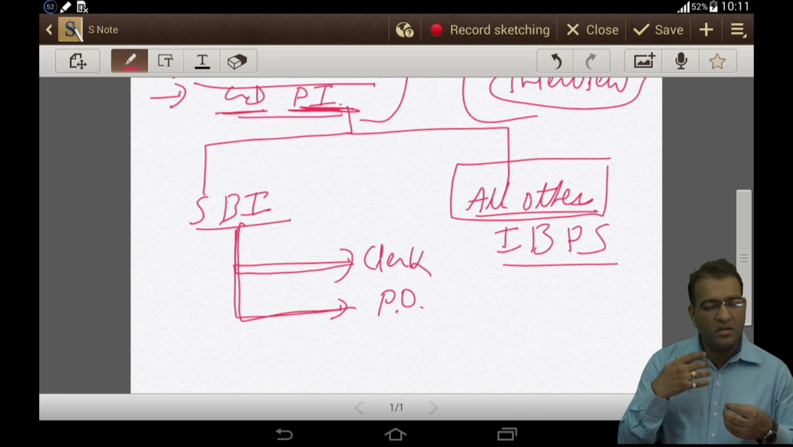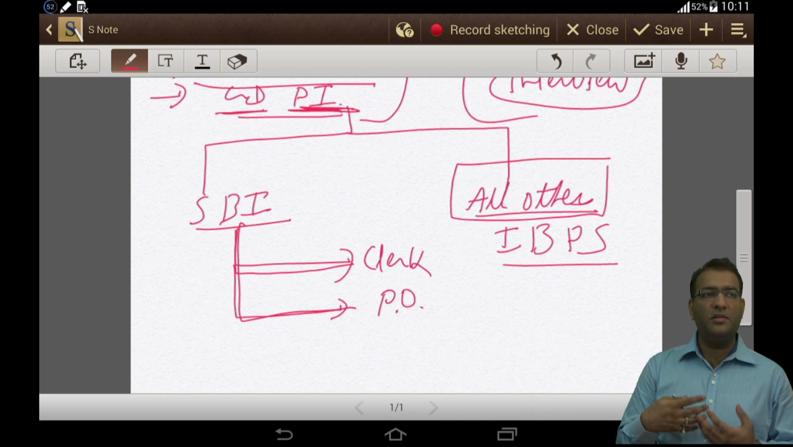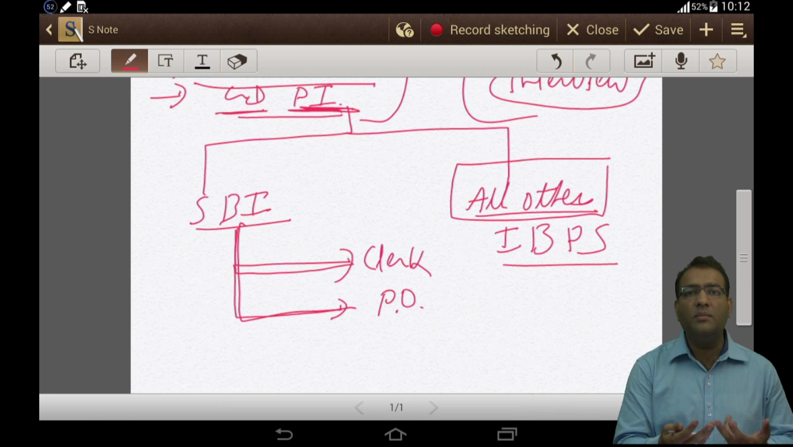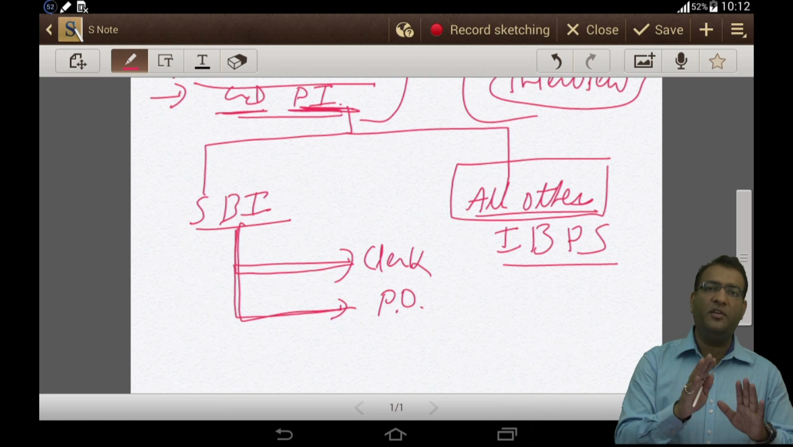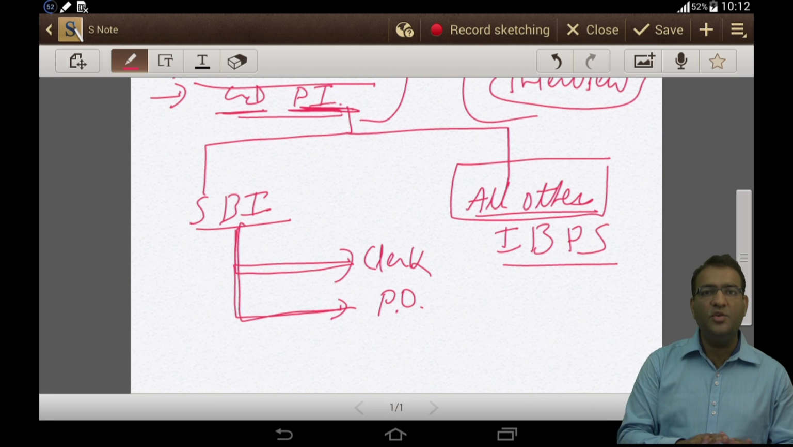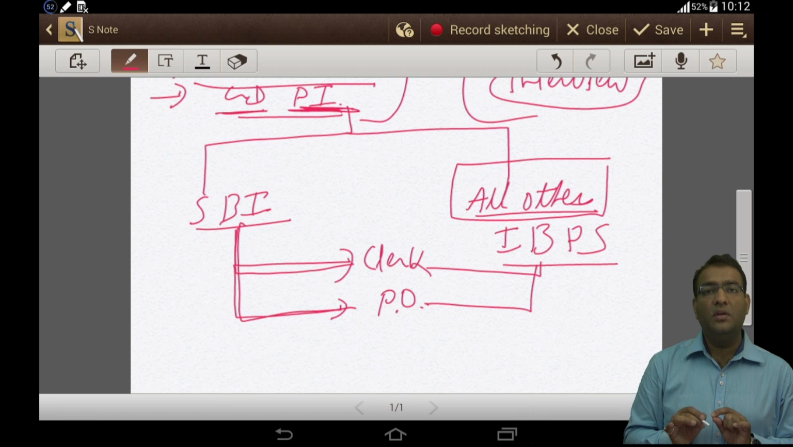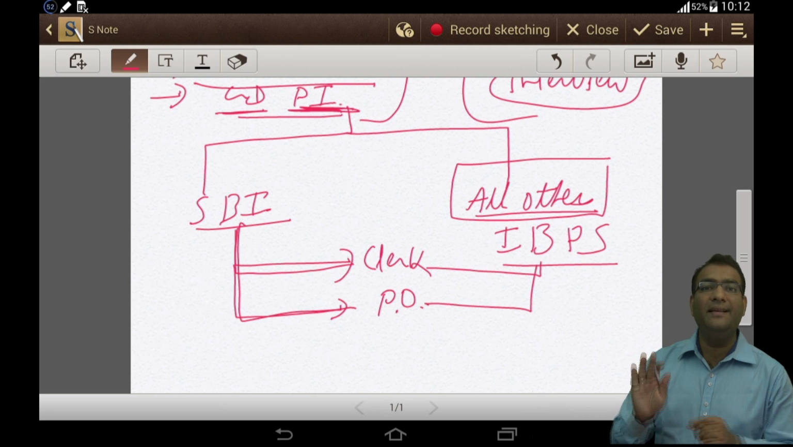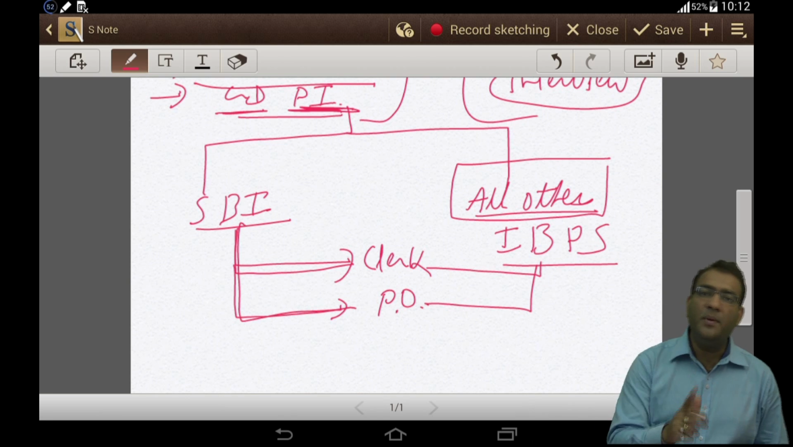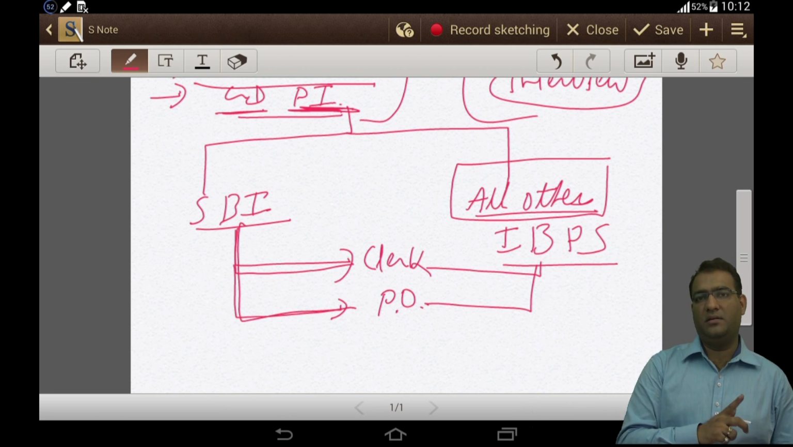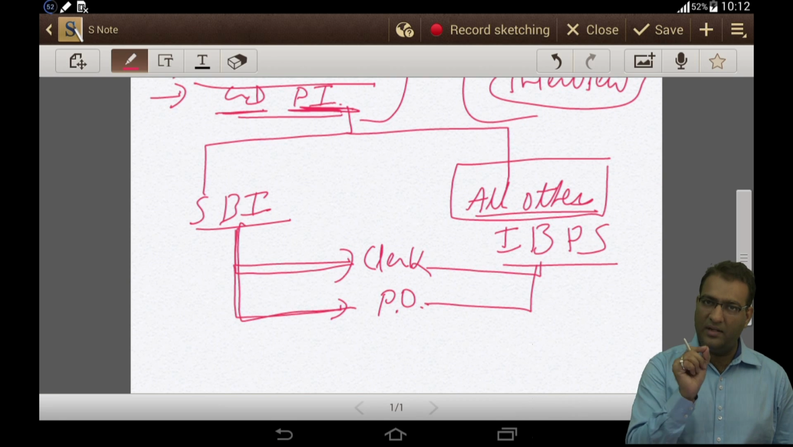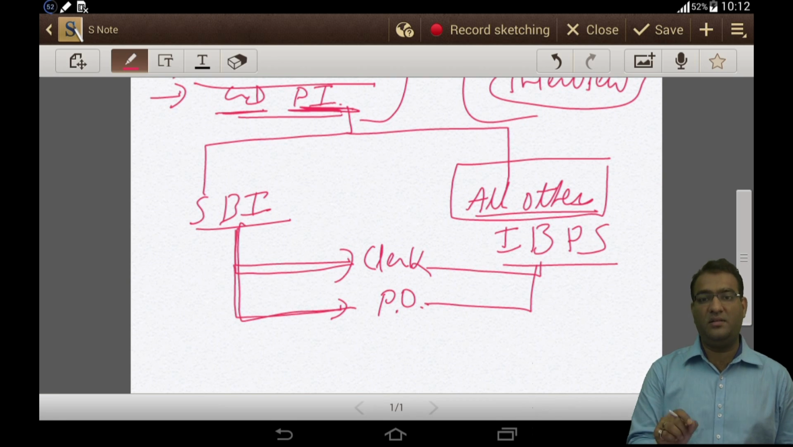Because this is extremely common, we come across a lot of students who come and say, "Sir, I want to go into IBPS." What do you mean, you want to go into IBPS? IBPS is a private organization. It's an institution which conducts the same tests, clerk and PO, on behalf of around 19 odd banks. So IBPS is not a bank. Remember this, it is just an institute which conducts the test on behalf of all those many other banks.